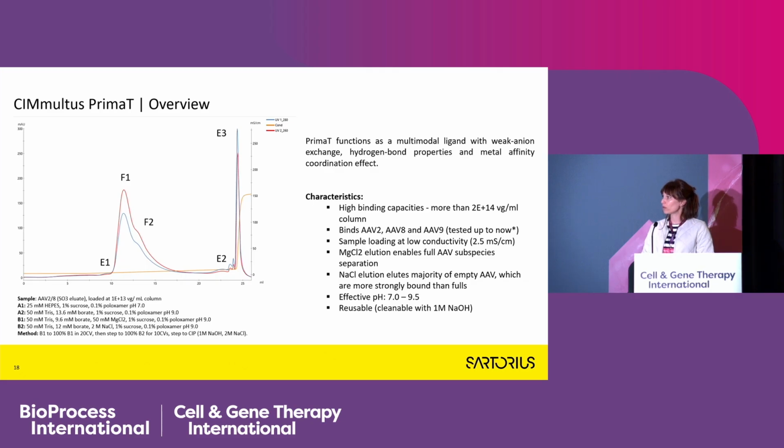The sample needs to be loaded at low conductivity. Again, we are adding magnesium chloride in elution, which enables full AAV subspecies separation, as you can see here. So one population of fulls here and the other in the shoulder. Sodium chloride elution elutes the majority of empty AAV, which bind more strongly than fulls. The effective range is from pH 7 to 9.5, and the column is reusable, so you can easily clean it with 1 molar sodium hydroxide.